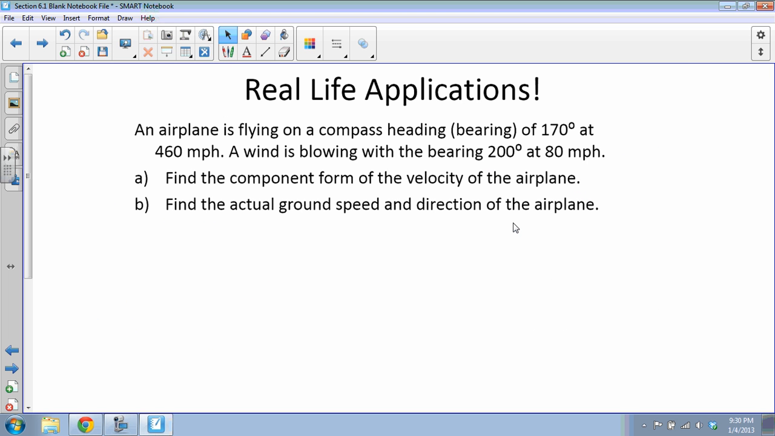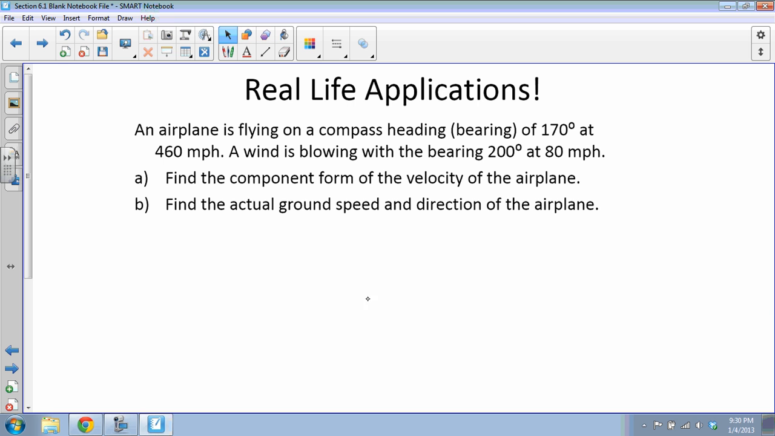Now the last part of this is going to be real-life applications to what we can do with vectors. And so if you've had physics, then you may have seen questions that are similar to this. And if so, then that's awesome. If not, then you'll be fine anyway.